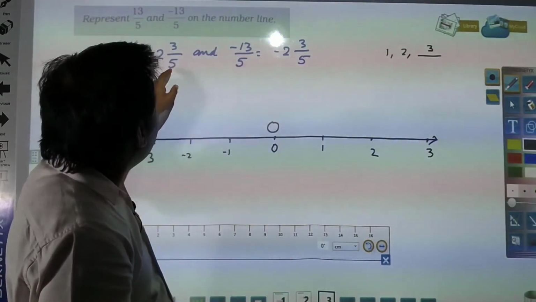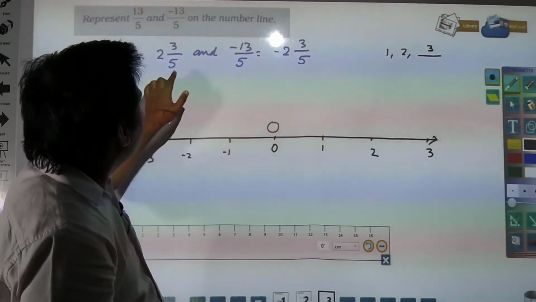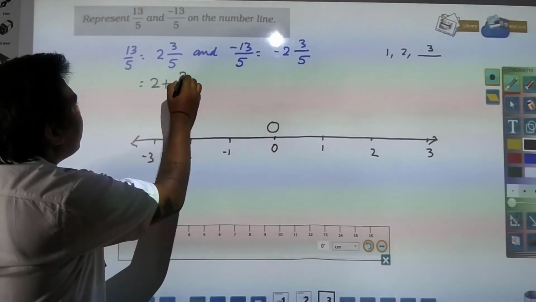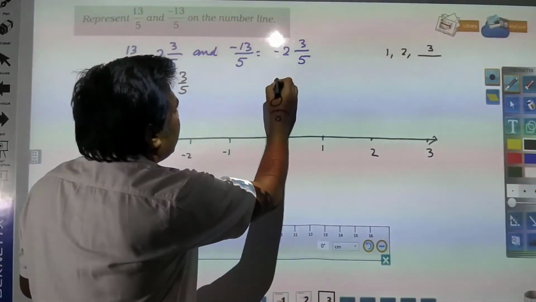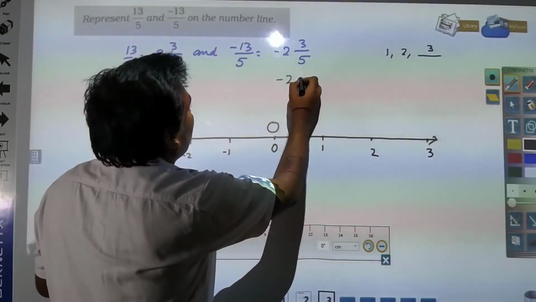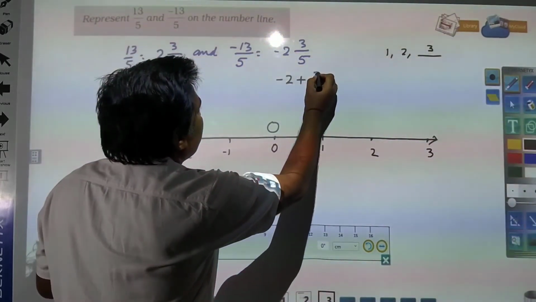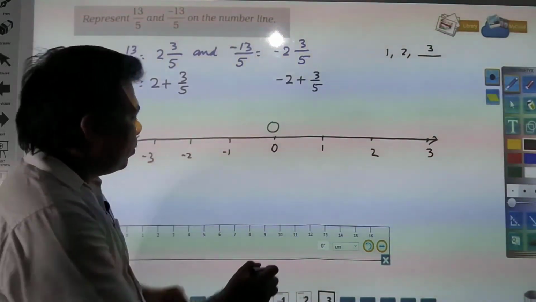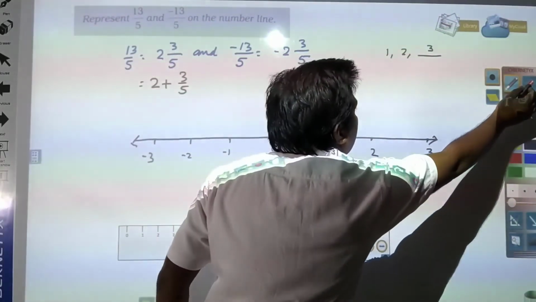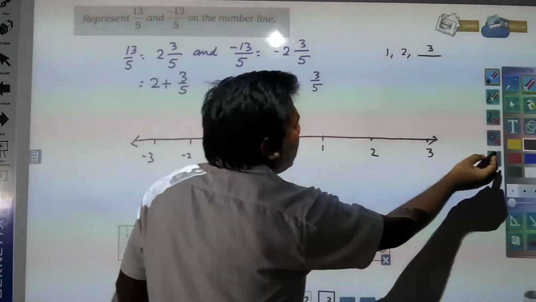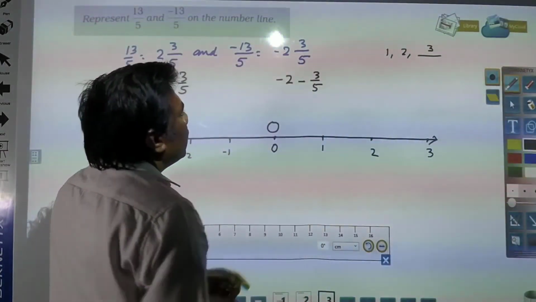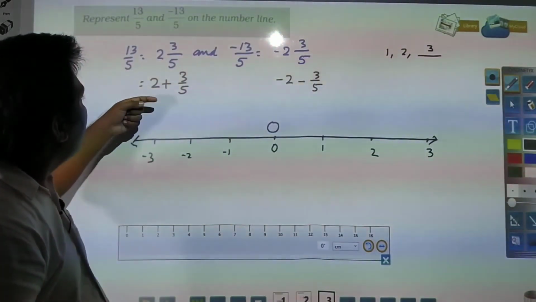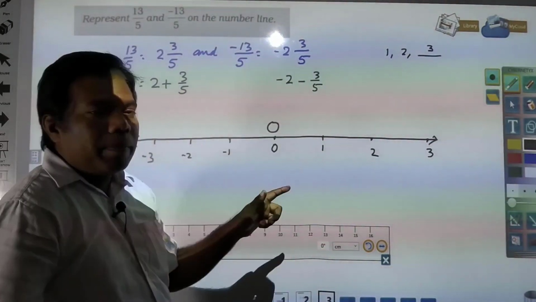So here in the denominator, again I had told you, in the denominator you need to see. So this can be written as 2 plus 3 by 5. And this can be written as minus 2 minus 3 by 5. Just you see, minus 2, not plus, this will be minus 3 by 5. Just you see, here in the denominator you have 5.